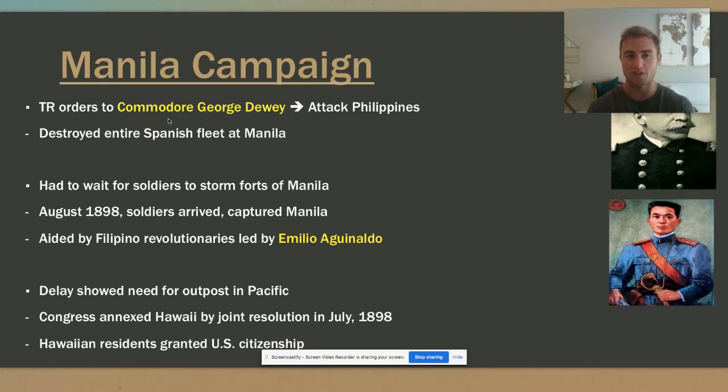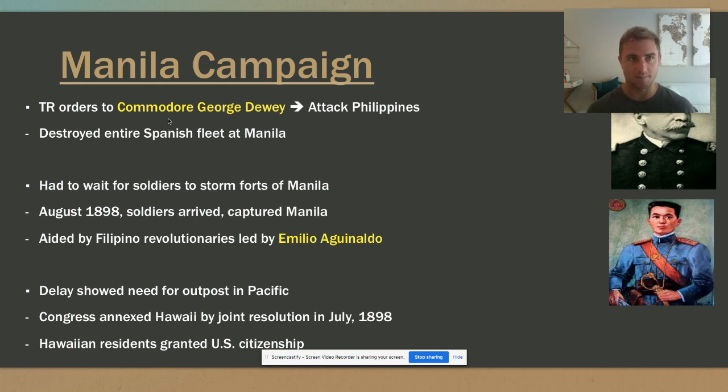They destroy their entire fleet there, 400 Spanish casualties, not a single American loss of life. And this is kind of how the Spanish-American War goes in general. It is certainly a massacre at the hands of the United States against the Spanish.